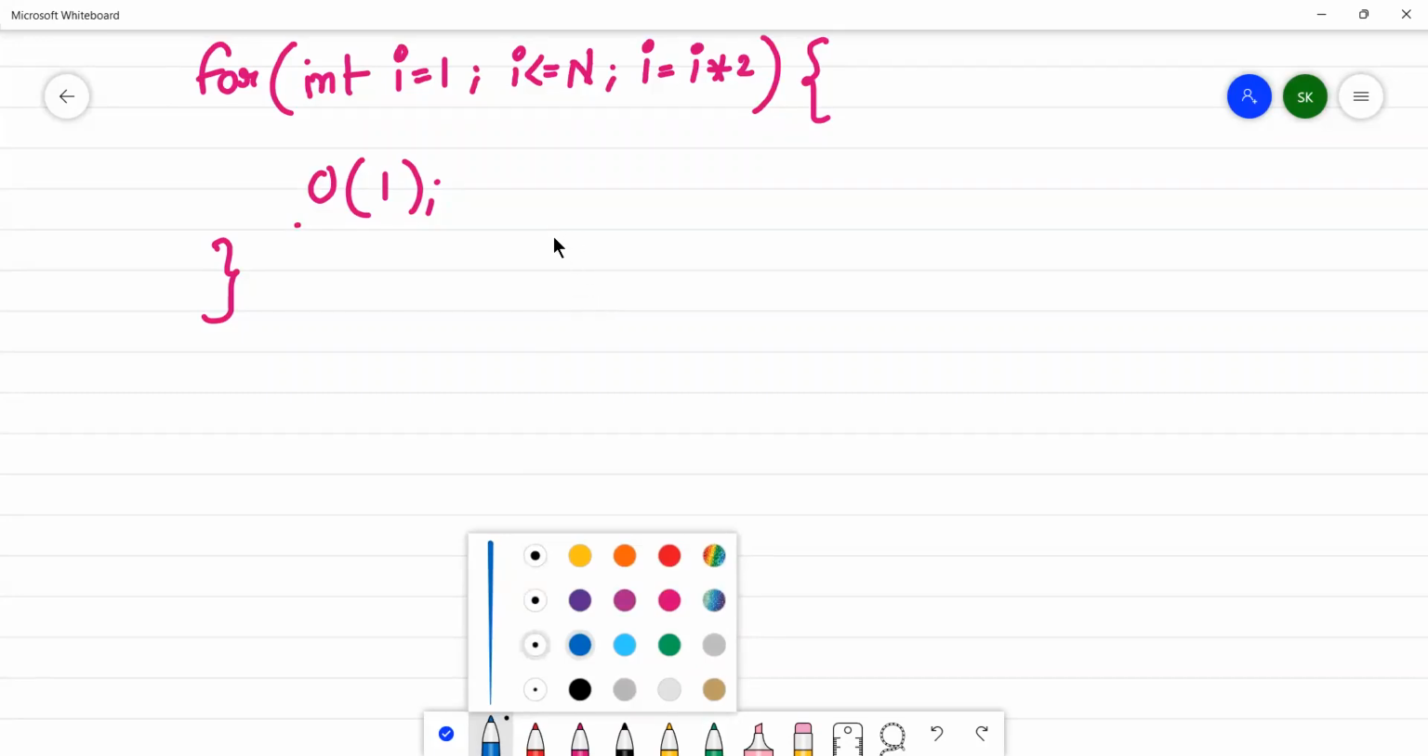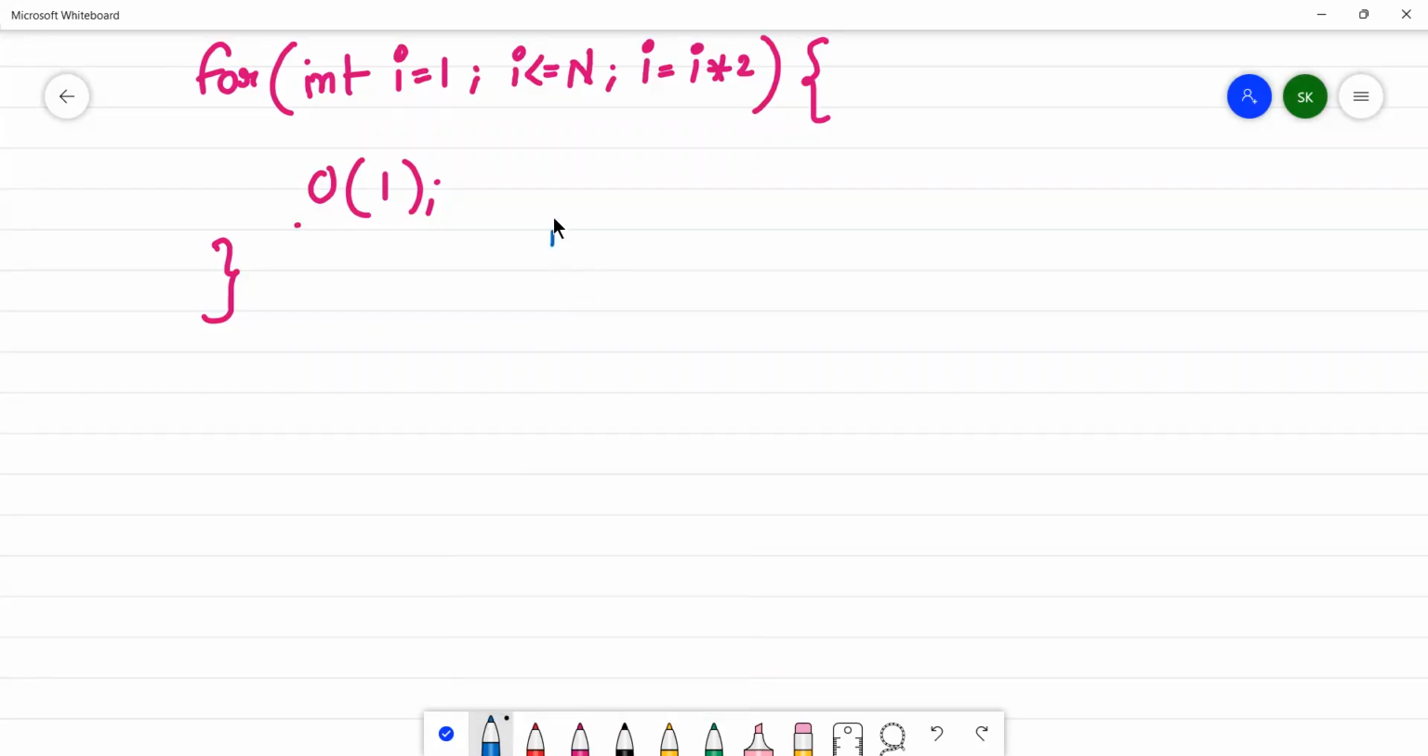So just see here. First, your I was equal to 1. First time, your I will run for 1. The next time it comes, it will run for I equals 2. The next time it comes, it will run for I equals 4. Everyone, are you able to follow this? Next time it is going to run 8. Next time it will run 16. Yes or no?